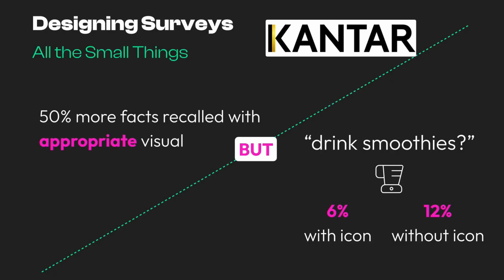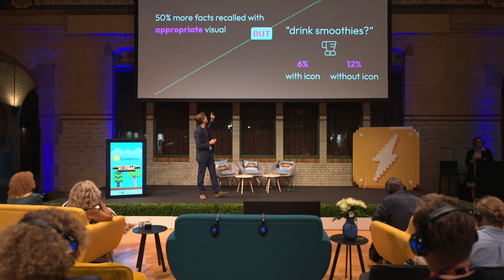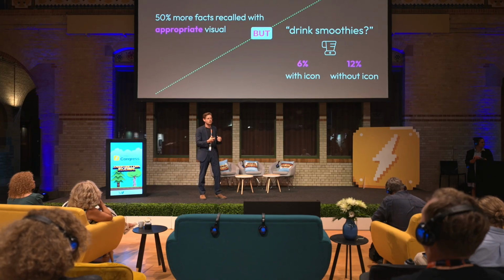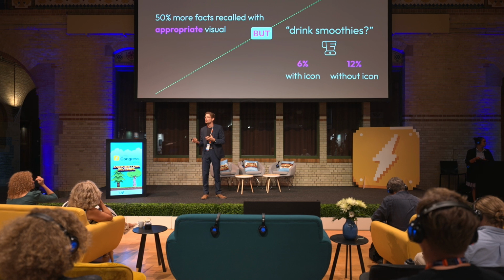So Kantar did a study on the impact of the usage of visuals in surveys. And they found that on average, 50% more facts were recalled by respondents if they used the appropriate visual. And again, this is science and not marketing, so the nuance is always important to figure out. And the nuance here is in this word appropriate. The question is, of course, what's an appropriate visual?